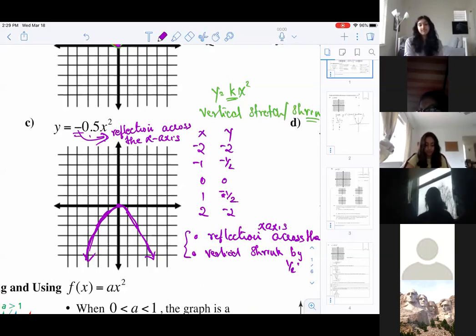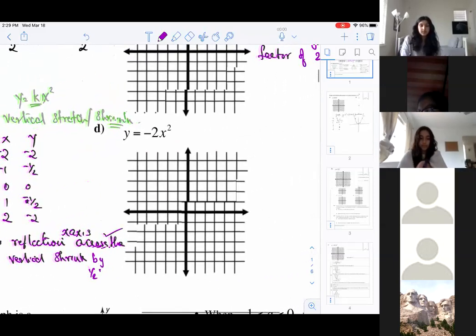Why? Because it is not just x squared. There is a negative there. You took care of it by saying it's a reflection. There is a 0.5 there, and you took care of it saying that it's a vertical shrink by half. Is it all clear? Yes. All right. D.